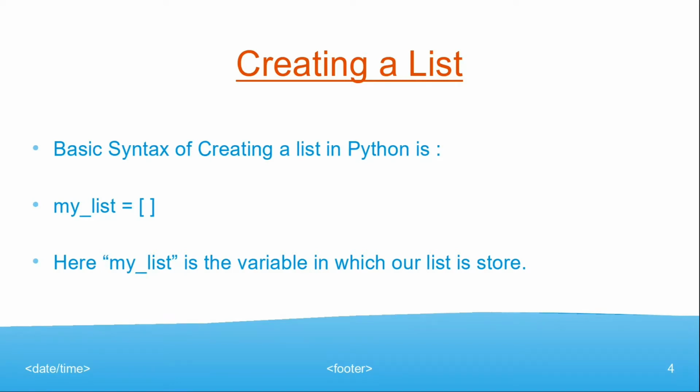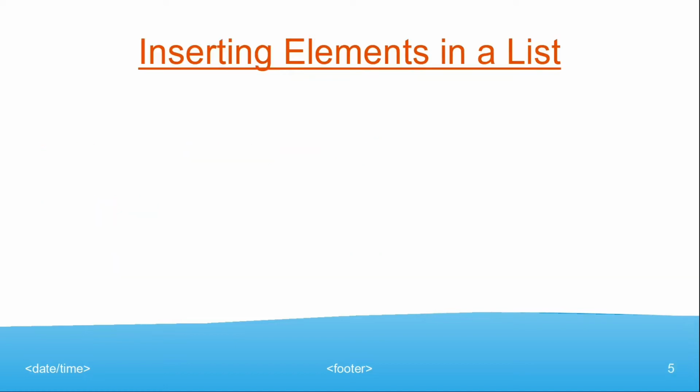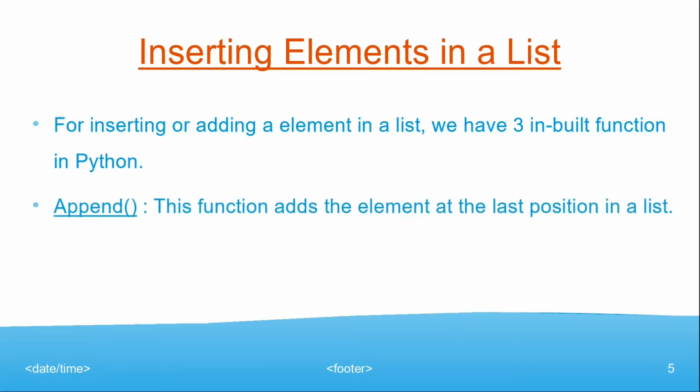After we learn how to create a list, let's move forward. What if we already have a list and we have to add an element to it? For adding an element to a list, we basically have three functions. The first function is the append function, which adds the element at the last position in the list. For now, don't worry about all these functions, because at the end I'm going to switch to my IDE and show you the use of each function.